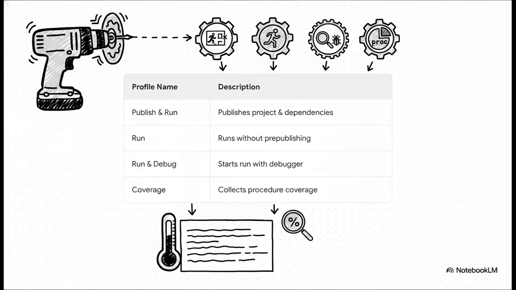Publish and run is our default. This publishes the test project and any changed dependencies before executing. It's your bread and butter, right? Next up is just run, which executes the tests without pre-publishing. Super handy if you know nothing structurally has actually changed. Then we have run and debug, which is absolutely crucial when a test fails and you really need to get under the hood. It publishes and attaches the debugger right away. Finally, we have coverage procedure, which runs the tests and actually collects procedure-level code coverage.